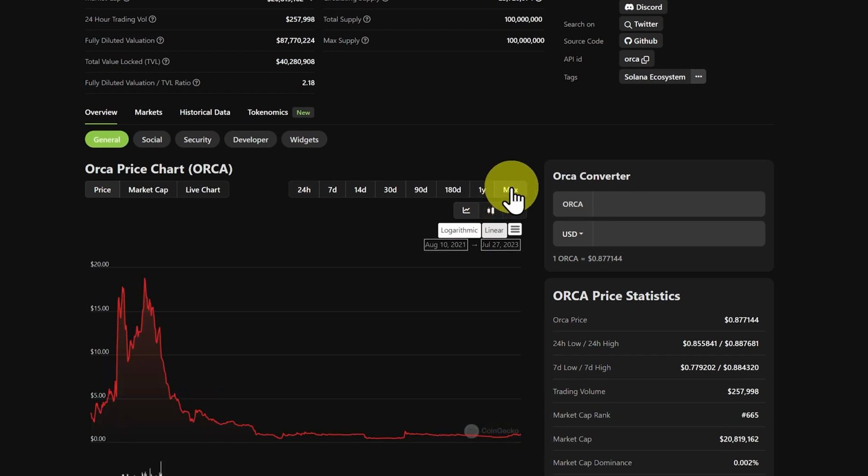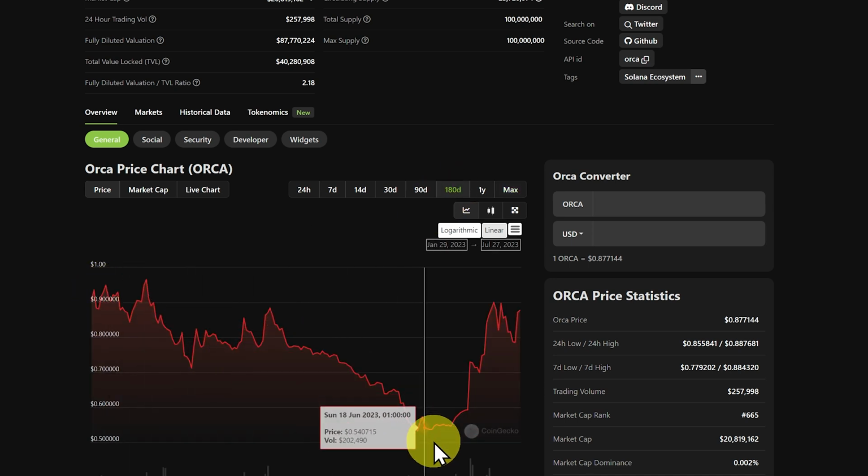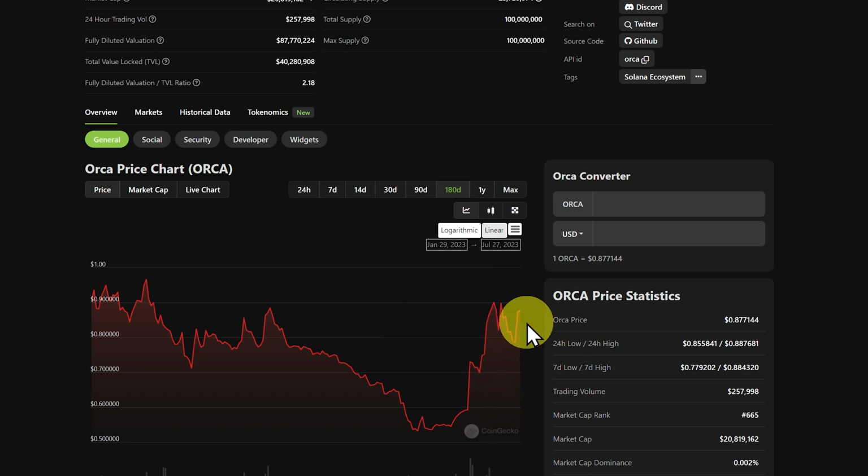Once again, if we go max, we can see downtrend from the bull market, which is expected. We'll have a look at 180 days. Over the last 180 days, other than a recent dip, it's been fairly stable. We'll cover tokens and tokenomics in the intermediate course, because there's quite a bit to know. Personally, I won't be doing any farming with the Orca token.